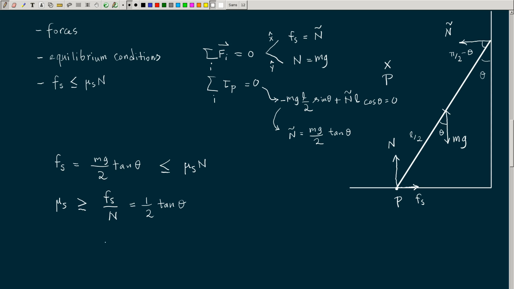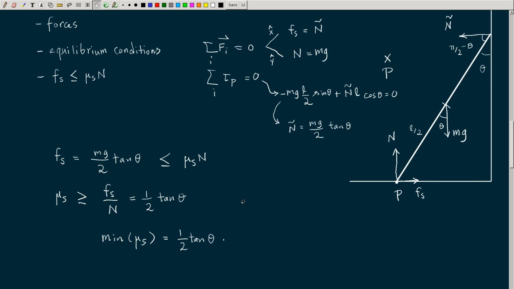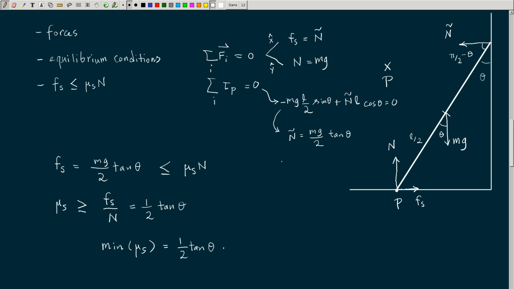So the minimum of the mu s should be greater or equal to this. The minimum of mu s is when you actually assume that this is just about to slide. So this force is just the right amount to make everything 0 here on these formulas. If it's a little bit smaller than this value here, it doesn't work and it will slide. So the minimum is half tangent theta, and that's it. So this was problem number 2, which actually fits here on this page.